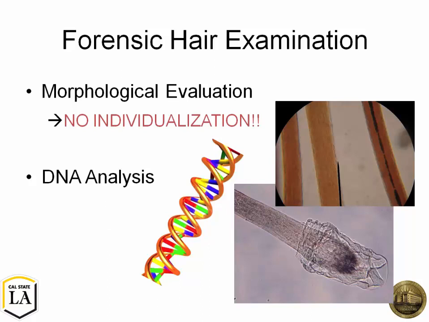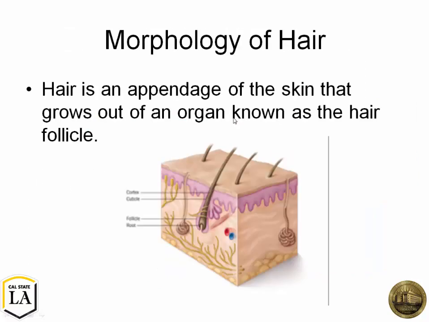Let's talk a little bit more about hair. We've already described how it's useful, especially if there's the little skin tag that gets pulled out. We'll talk about that. There can be some DNA in there, so that can be useful. If not, we're sort of relying on morphological evaluation, and we can't really ever reach that individualization using that. Just a little bit more on hair and its morphology.